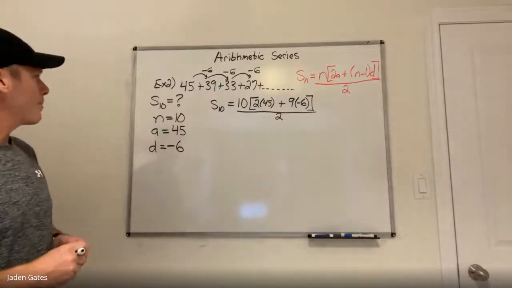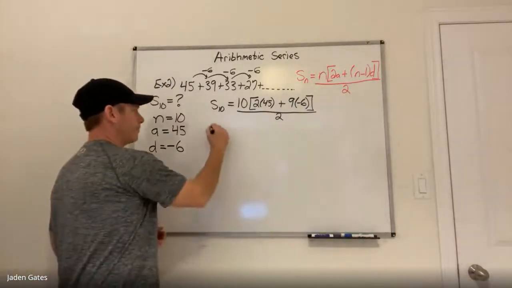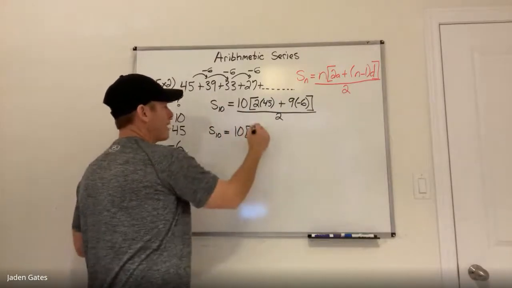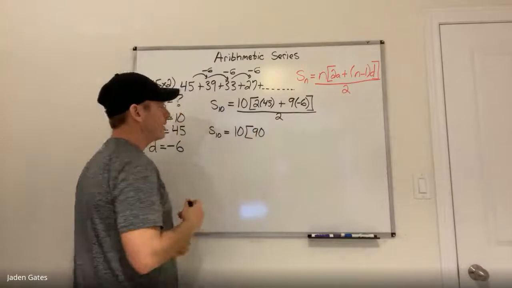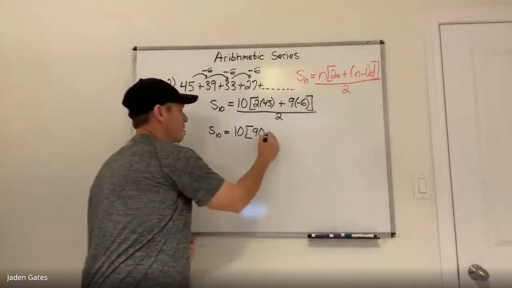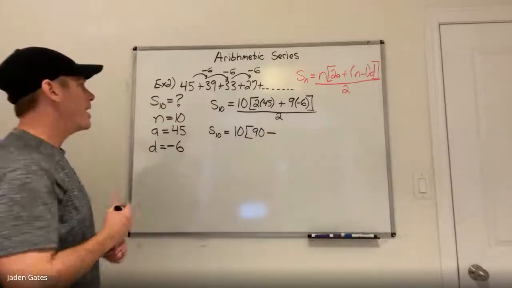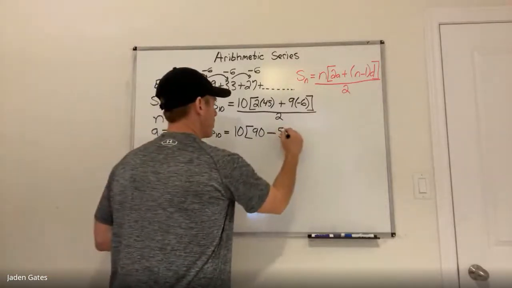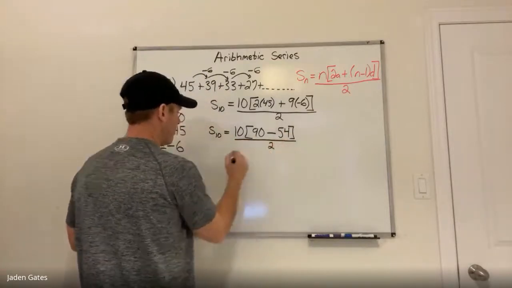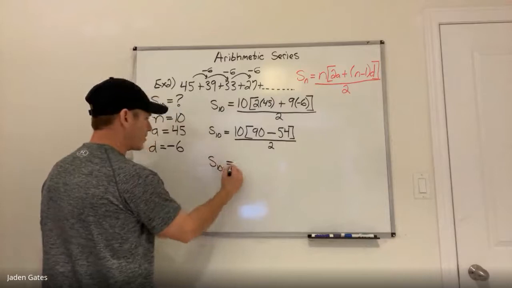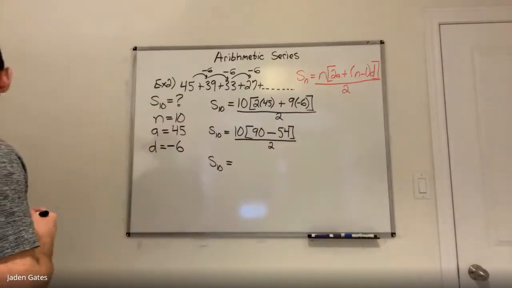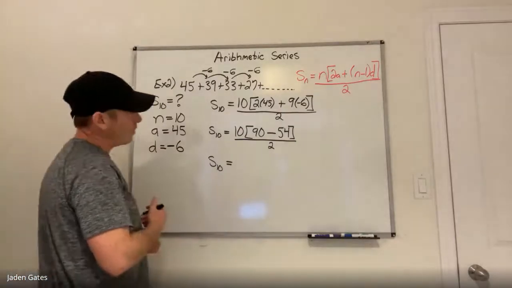All right, again, I'm going to follow BEDMAS here and work inside the bracket. So I got a 10 here. 2 times 45, I know that's 90. Now I have 9 times minus 6. So positive times a negative is going to give me a negative. And that should be a minus 54. And again, divide by 2. All right, we're going the right way here because things are getting simpler. All right, now inside the brackets, I take my 90 minus 54, 36, I believe.